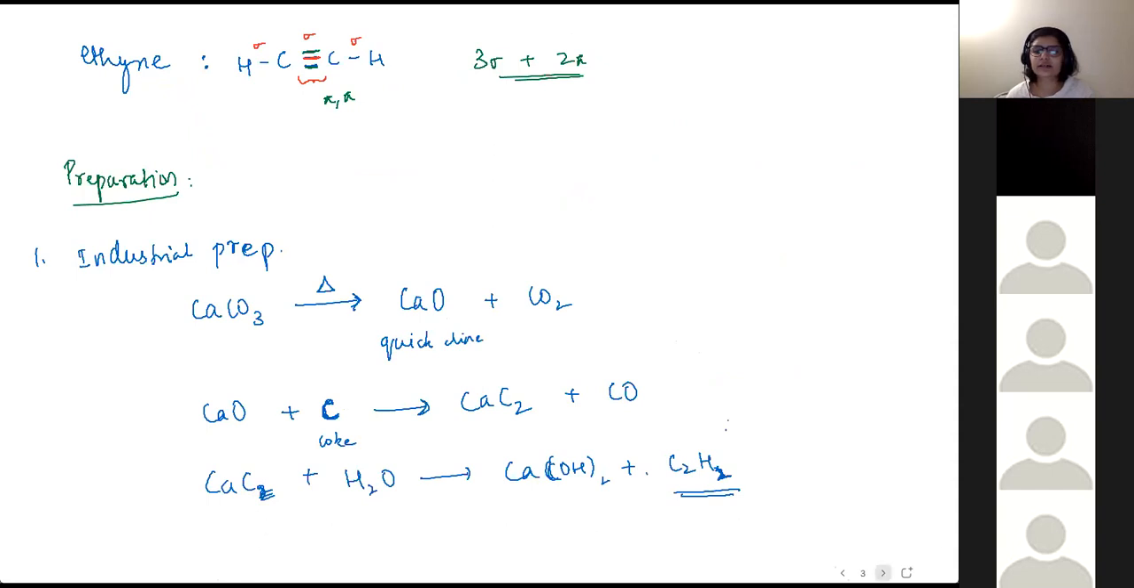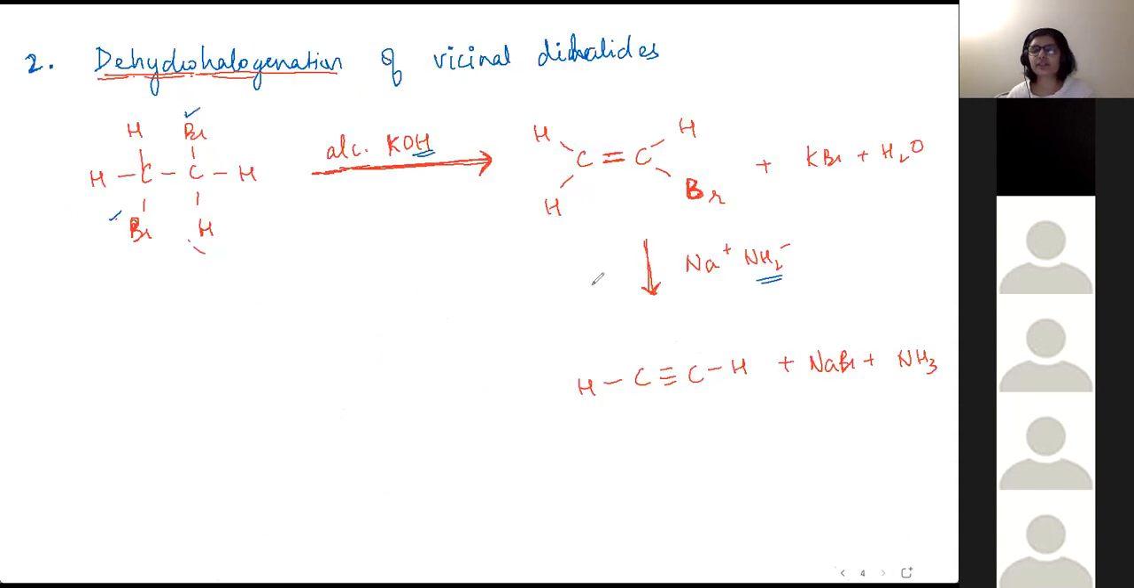Then another method of preparation is done by dehydrohalogenation of vicinal dihalides. So you take a vicinal dihalide. In order to remove hydrogen and a halogen, in the first step, you take alcoholic KOH to prepare a haloalkene, and then you treat it with NaNH2, which I think is sodium amide. I'll quickly check and confirm that. Again, the same thing will happen once again. It will give you ethyne along with your byproducts.